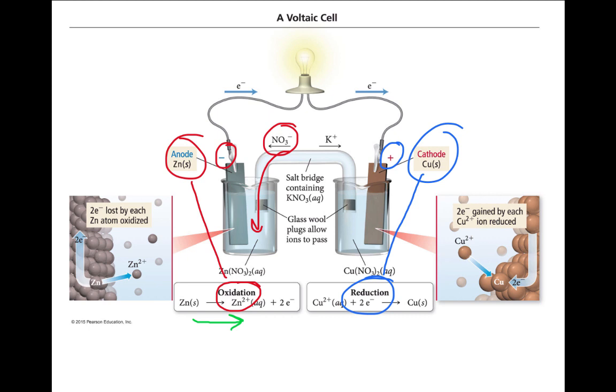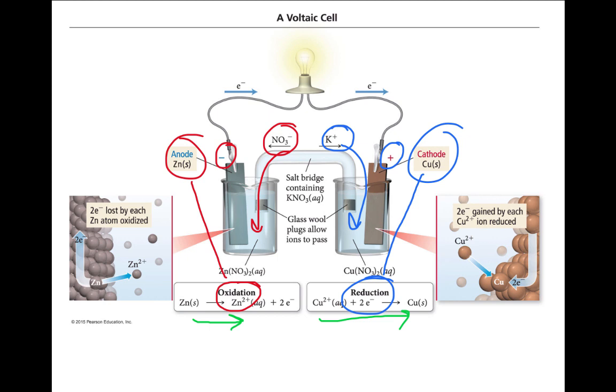On the other side, we've got a reduction reaction. So we've got copper 2+ ions turning into copper metal. We're actually removing positively charged ions, and again we have to maintain charge neutrality. So the cation out of the salt bridge is going to be coming in here to replace the positive copper ions that have been reduced. There's a lot of things that we can tell just by knowing the materials in a voltaic cell.